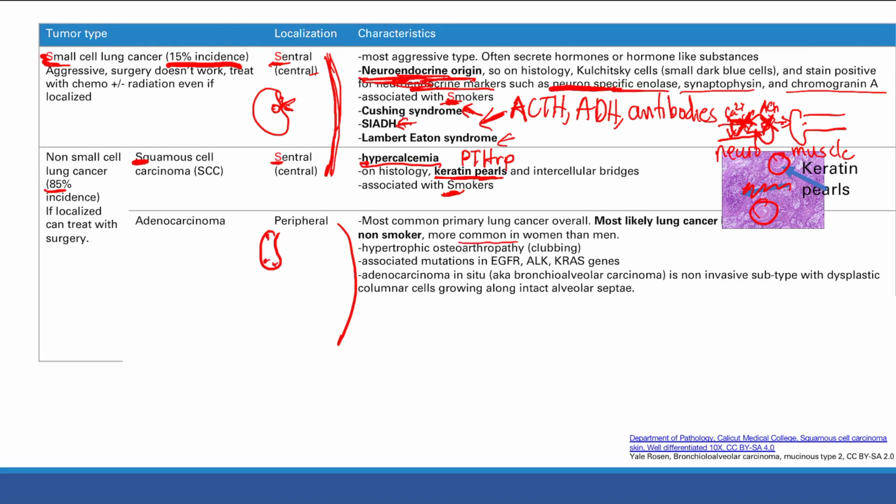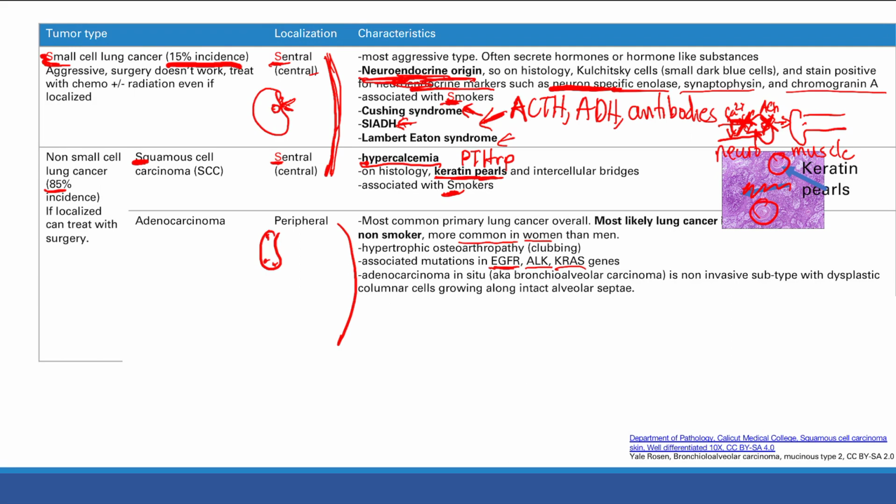And you see this more commonly in women than men. Next, you see a hypertrophic osteoarthropathy, that's clubbing in the fingers, that's seen with adenocarcinoma. And this adenocarcinoma is associated with these mutations, EGFR, ALK, and KRAS, and that puts them more at risk for having an adenocarcinoma. Now, you can also have an adenocarcinoma in situ.